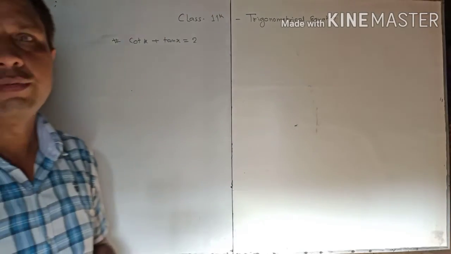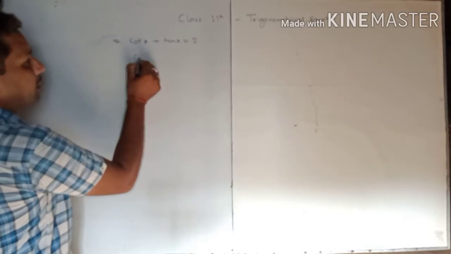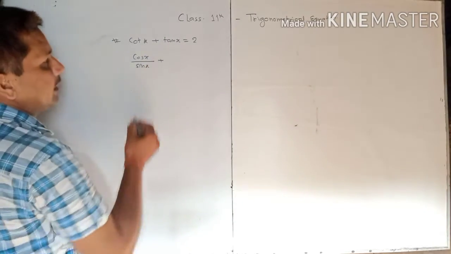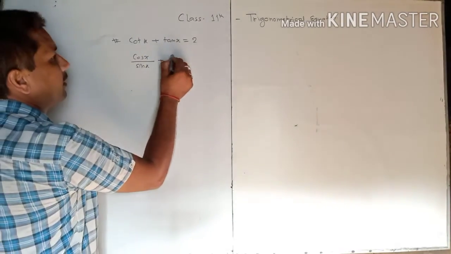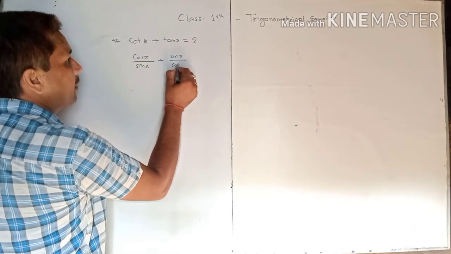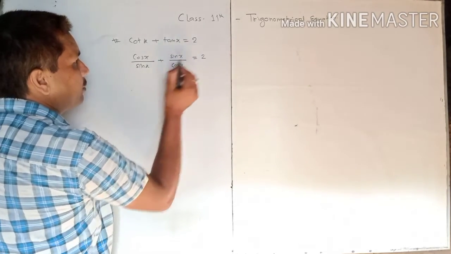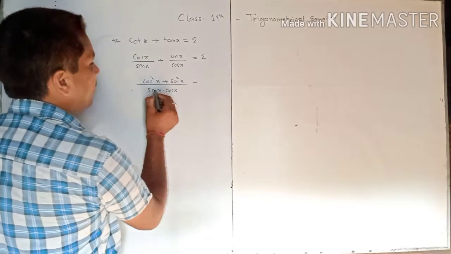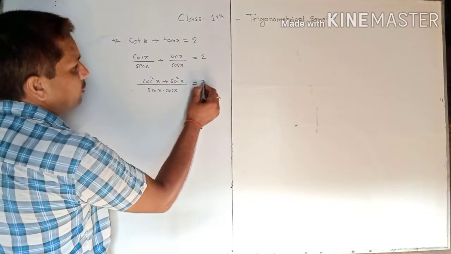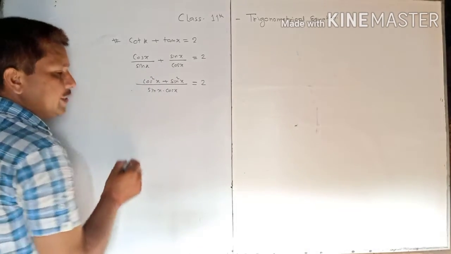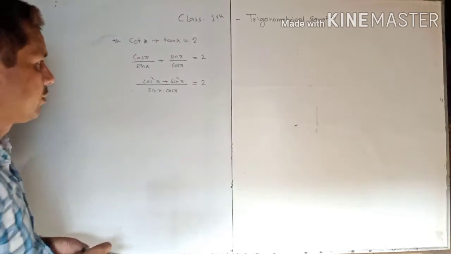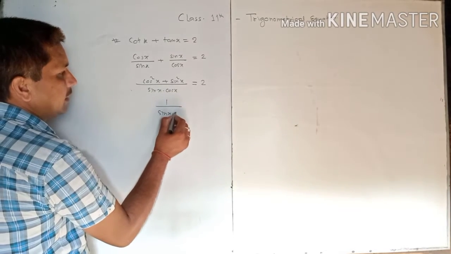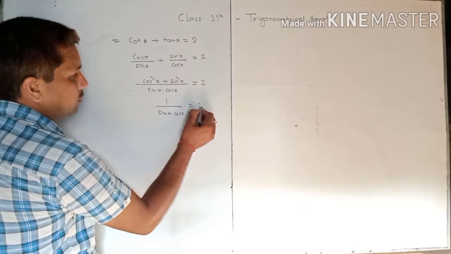Find the general value of x. Cot x means cos x upon sin x. Tan x means sin x upon cos x, equal to 2. So (cos square x plus sin square x) upon sin x into cos x is equal to 2. Sin square x plus cos square x is equal to 1. So 1 upon sin x into cos x is equal to 2.